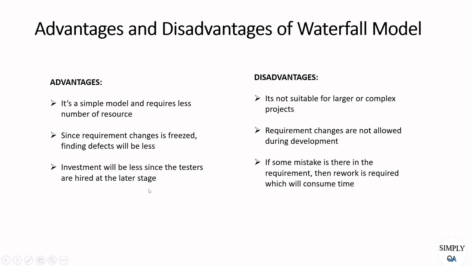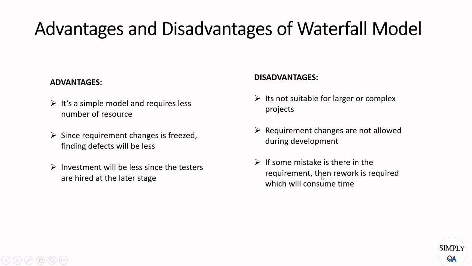So these are a few advantages of the waterfall model and it has disadvantages too. That is, if the project is a complex project, right, then this particular model will not work because a complex or larger project will always involve frequent changes in the requirement, right? So in that case, freezing requirements will not work. And also requirement changes are not allowed during development. Yes, this is one of the major disadvantages of this waterfall model. That is, if the user has to add anything extra, that is not at all possible in this waterfall model.